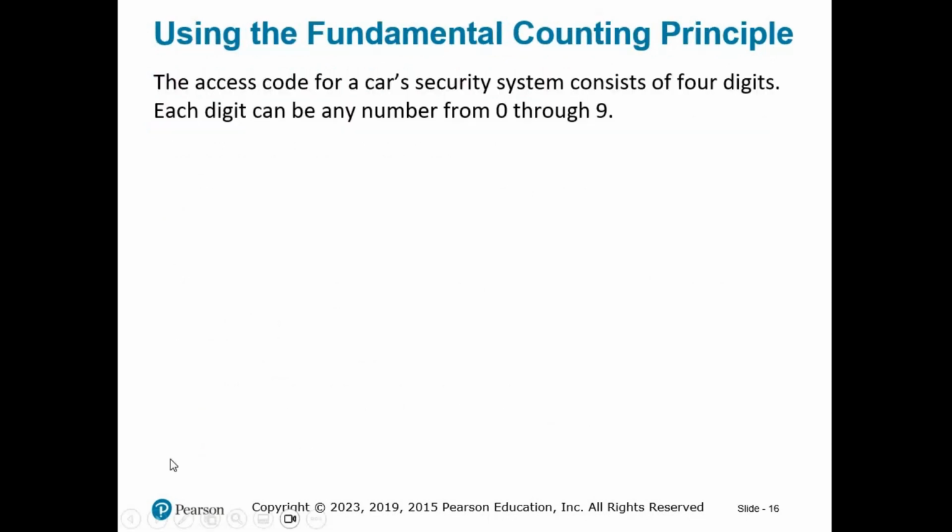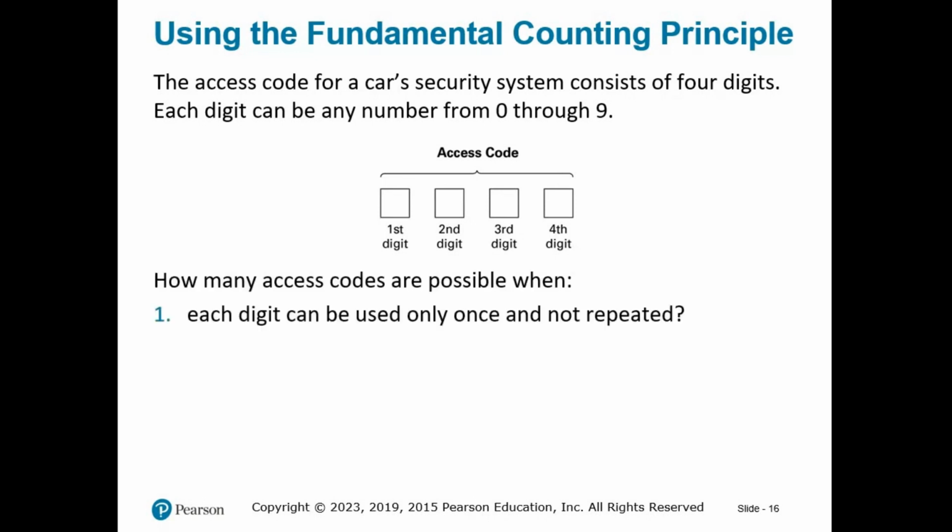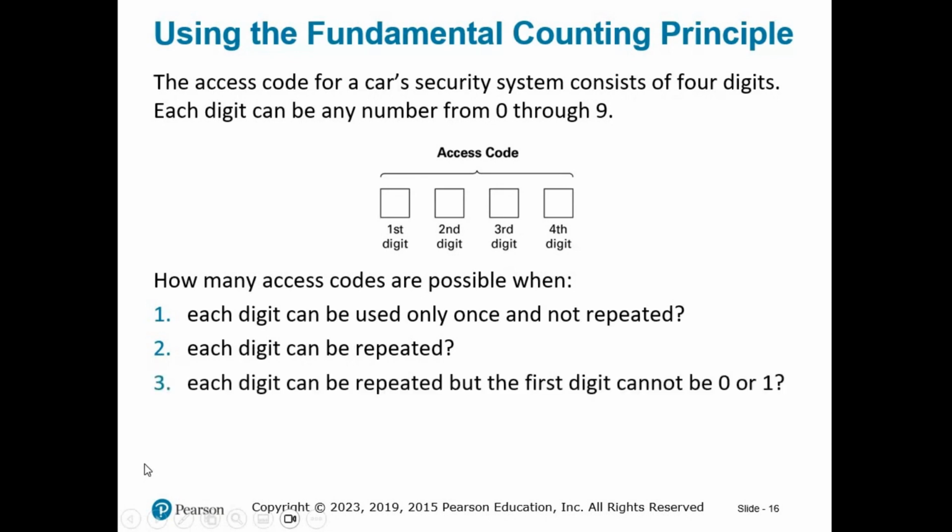The access code for a car security system consists of 4 digits. Each digit can be any number from 0 through 9. How many access codes are possible when, number 1, each digit can only be used once and not repeated, 2, each digit can be repeated, or 3, each digit can be repeated but the first digit cannot be 0 or 1. Pause the video and see if you can use the fundamental counting principle to solve these problems.